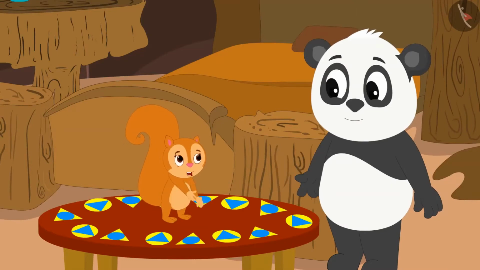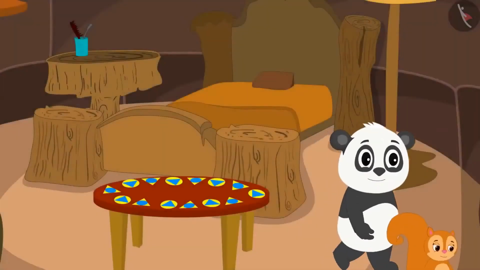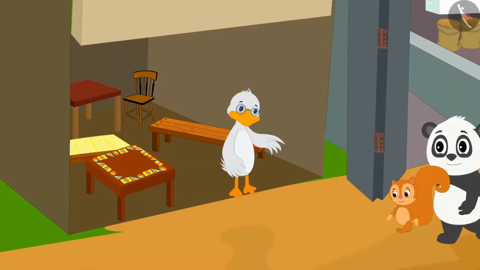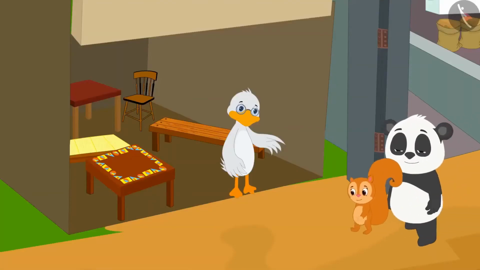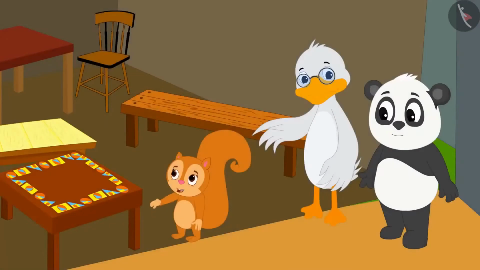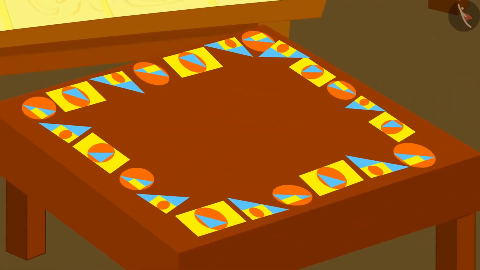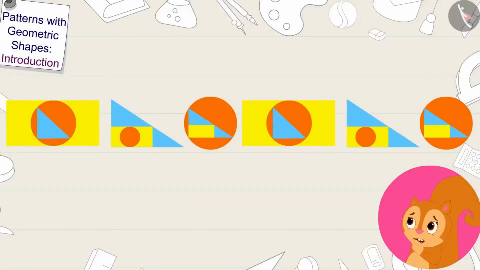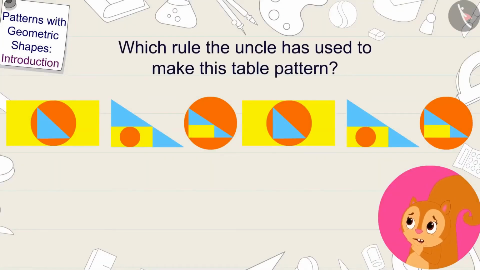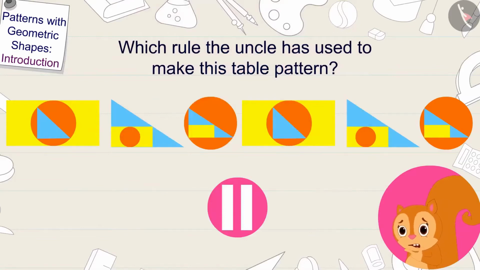Come on, Golu. I also want to buy a beautiful patterned table for myself from Uncle's shop. Chanda told Golu and both reached Uncle's shop. Chanda liked this pattern table at Uncle's shop. Children, can you tell which rule the uncle has used to make this table pattern? If you want, you can stop the video and think about the answer.